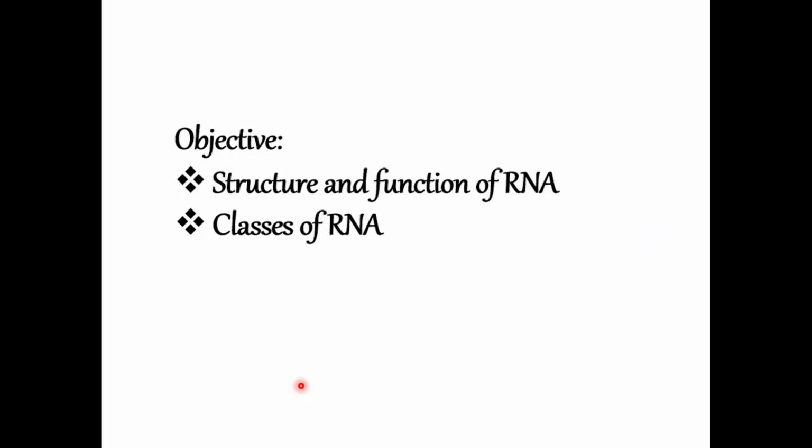We know that DNA is a double strand. DNA is a genetic material. What about RNA? Is it double strand? Is it a genetic material? We will see. What are the different classes of RNA? What is the function of each class? Let us see.